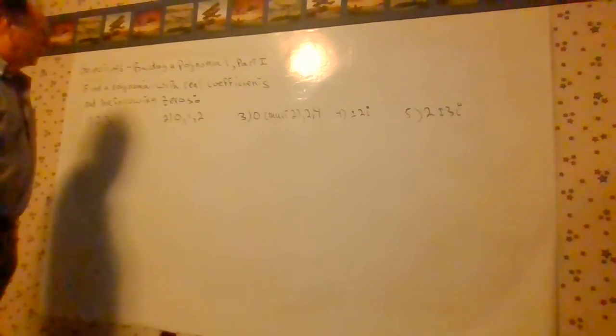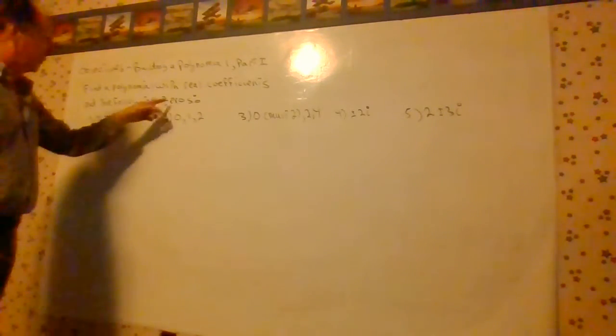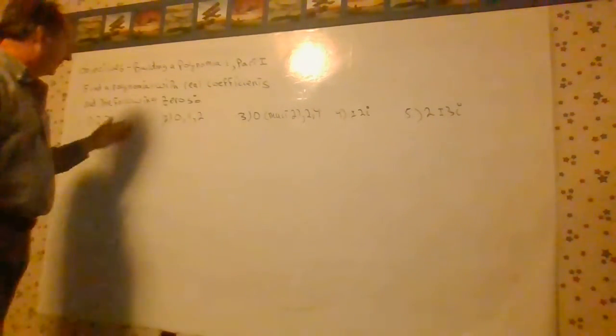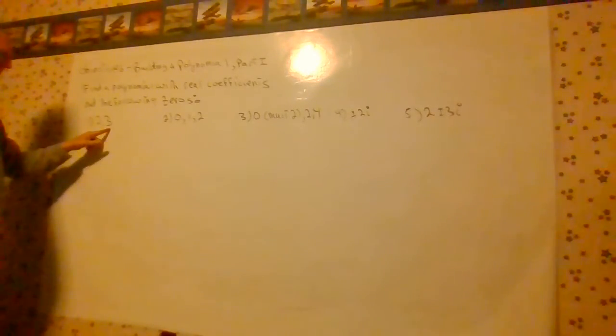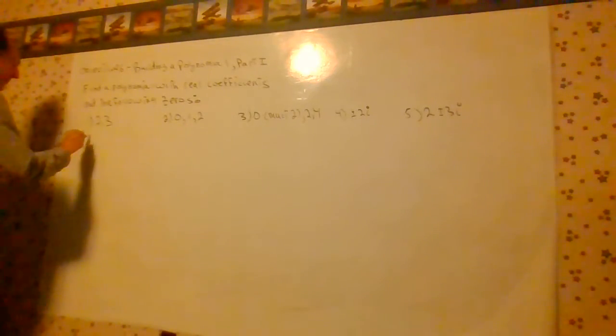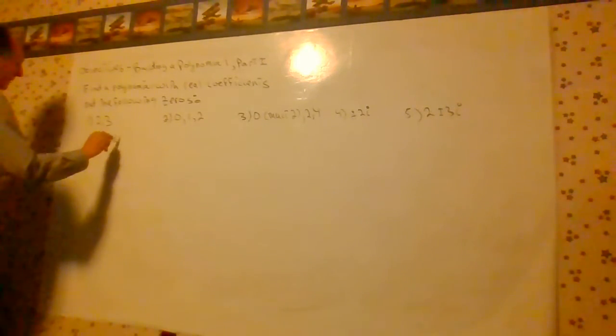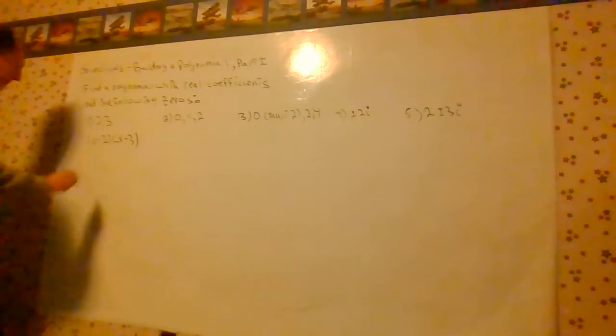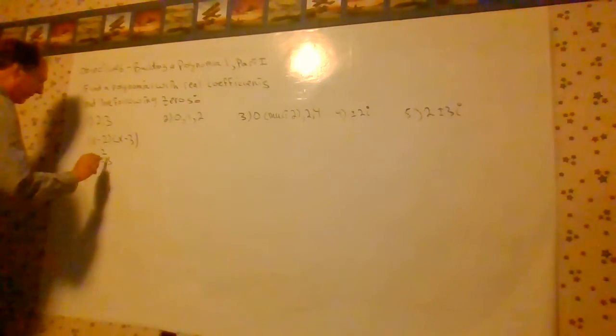Objective 6, building a polynomial, part 1. Find a polynomial with real coefficients and the following zeros. We need a zero of 2 or 3. Well, the factor theorem says we must have a factor of x minus 2, x minus 3. And of course we can multiply and that gives us x squared minus 5x plus 6.